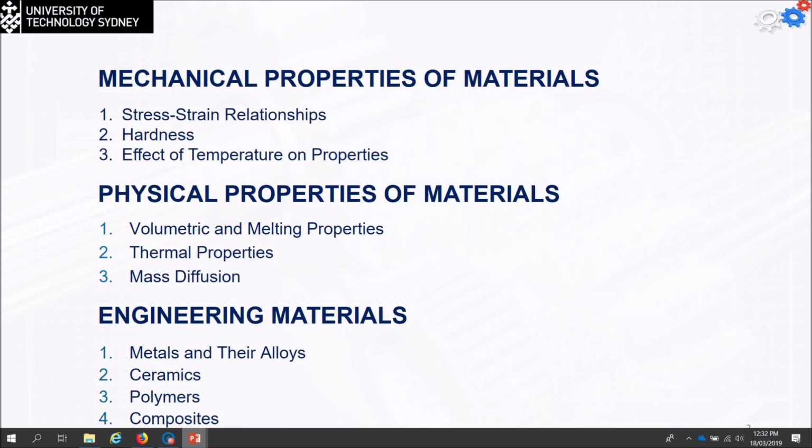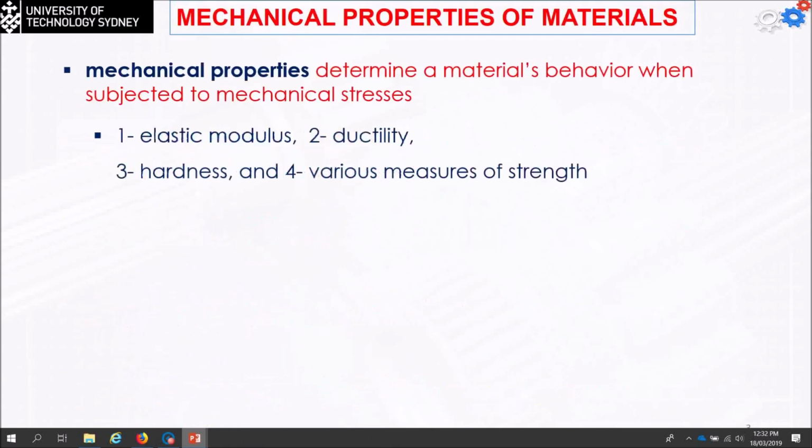So the mechanical properties of the materials determine the metal behavior when they are subjected to mechanical stresses. And these are the elastic modulus, the ductility, the hardness, and other various measures of the strength. You may not have gone through this one yet, but the elastic modulus is the material property describing how it goes to a certain deformation and returns back to its original shape.